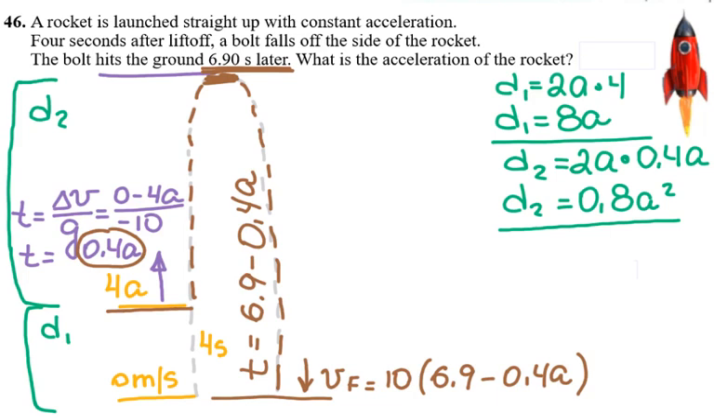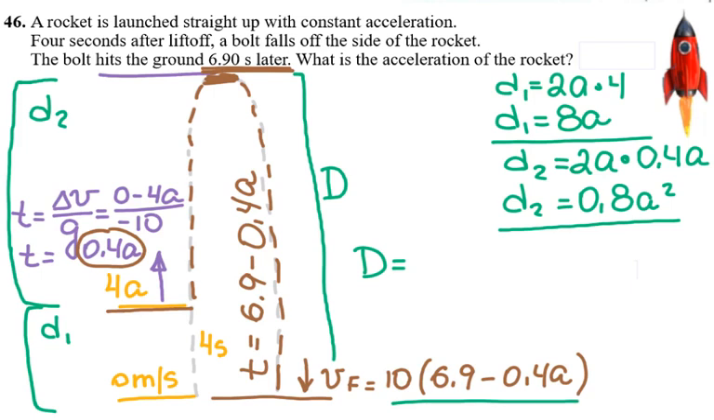So that is my final velocity. Now I'm going to calculate the distance right here, and I'm going to call this distance d. So this distance d is equal to average velocity. Initial velocity is 0, and final is the one that I just found. So average is going to be 0 plus this divided by 2. So I have 0 plus this, which is 10, and then 6.9 minus 0.4a divided by 2 times the time.